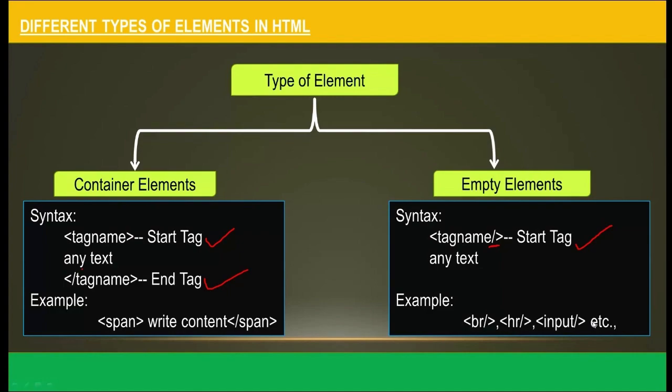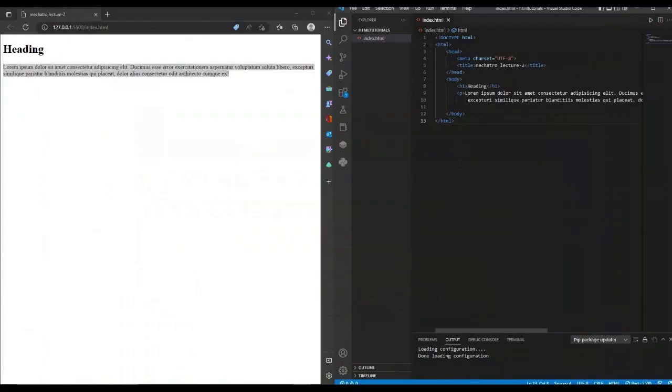Okay, let us go to the third type of tag. Now we'll see empty elements. We have already seen some examples of empty elements such as break and horizontal line. Let me give an example. I already connected this Visual Studio page to the browser by clicking on Go Live. So whatever changes I make in this page will directly reflect in our web page.